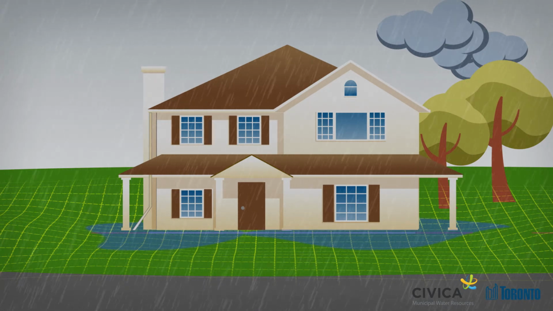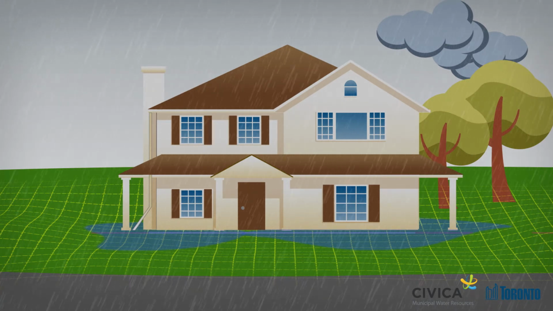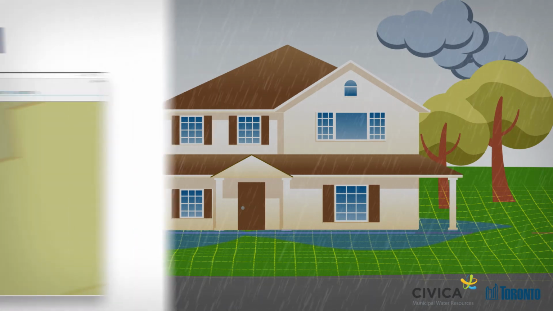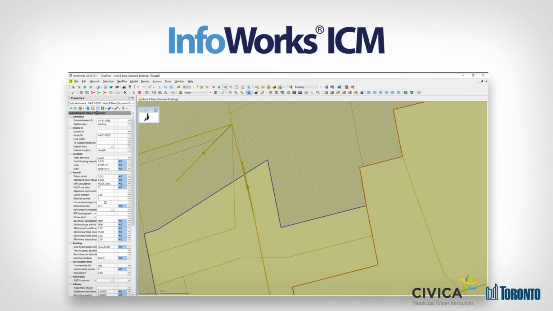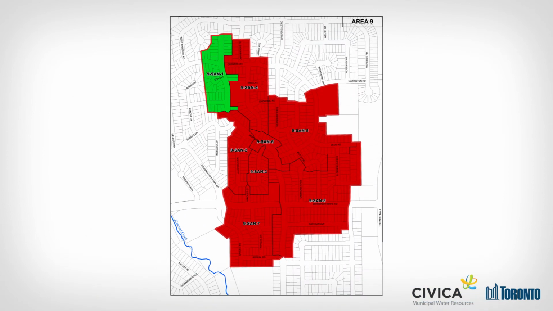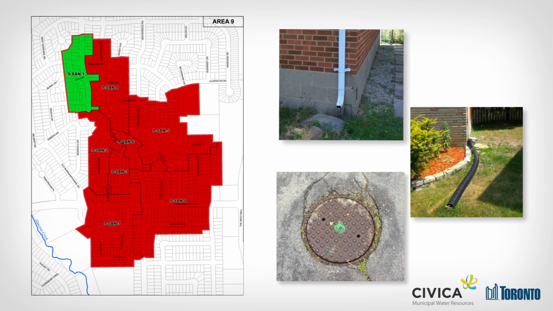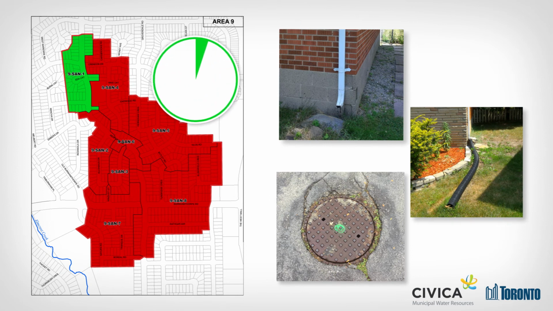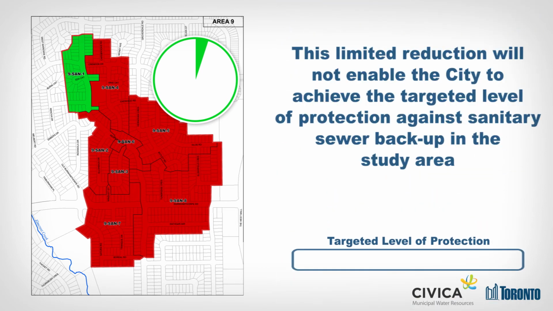Using the findings of the field inspection program, a sophisticated numerical model was created using the InfoWorks ICM software to determine the possible benefits of disconnecting the foundation drains. In Area 9, it was determined that the reduction of I&I impacts resulting from the remediation of typical engineered I&I defects, such as downspouts and maintenance hole pick holes, will only reduce peak flows by 5%. This limited reduction will not enable the city to achieve the targeted level of protection against sanitary sewer backup in the study area.